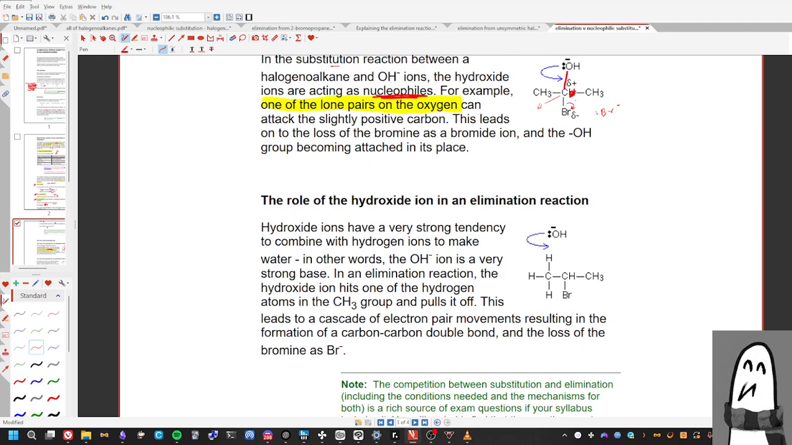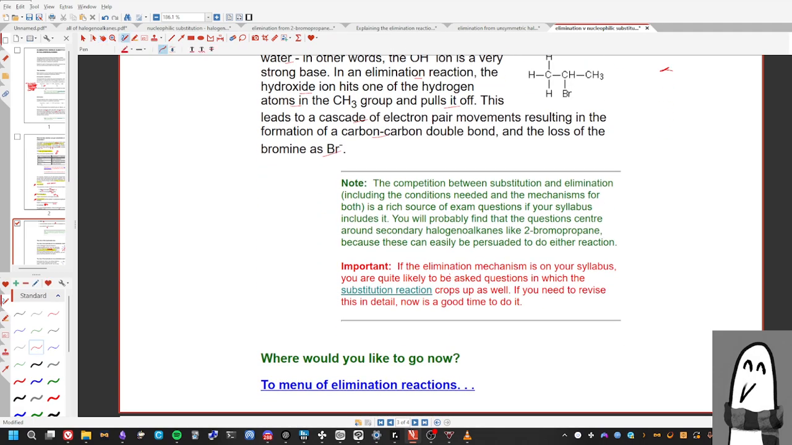Okay, what were we talking about here? Sorry, I got distracted really bad. Leads to loss of bromine ion. Strong tendency to combine with hydrogen ions to make water because it's a base. Elimination reaction: hydroxide hits the hydrogen atoms and pulls one off, leading to a cascade effect and formation of a carbon-carbon double bond. Competition between substitution and elimination is a rich source.